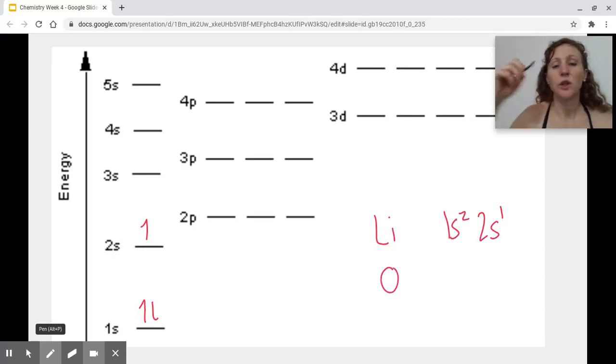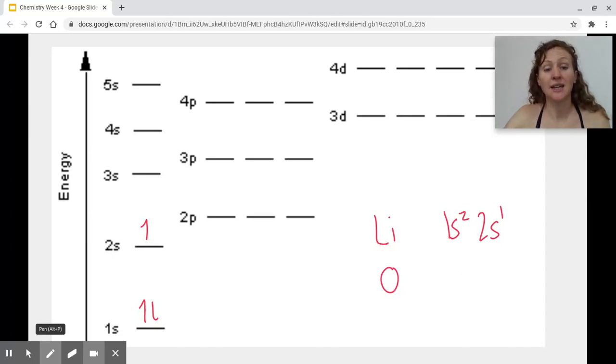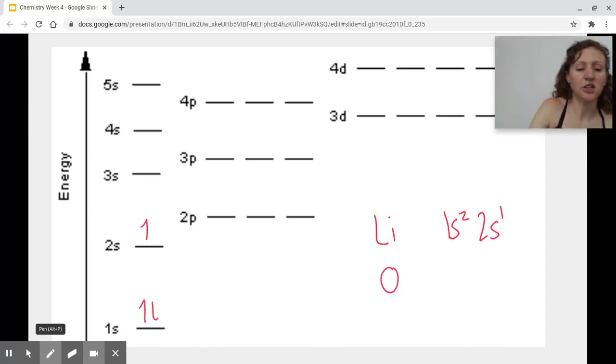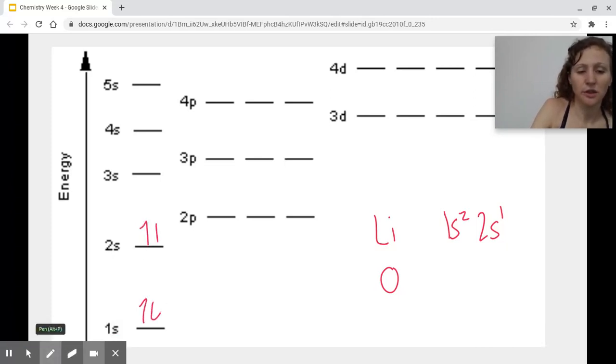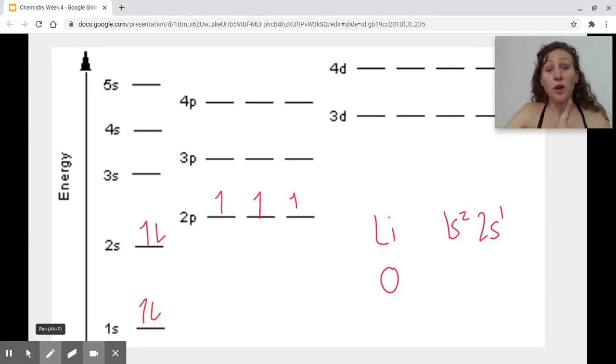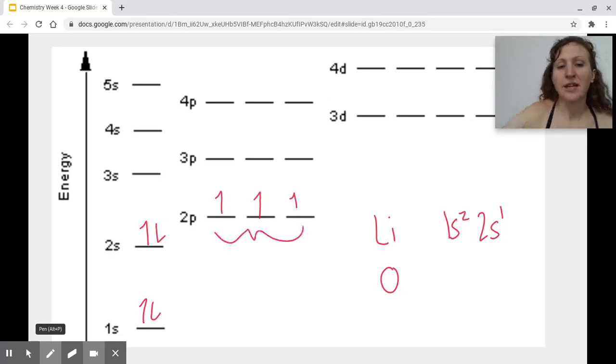Something like oxygen. We look at the periodic table. Oxygen has 8 electrons. So again, we just fill it in order. 1, 2, 3, 4, 5, 6, 7. Okay, so before I put the 8th one in here, I want you to notice something. This is the second rule for electron configurations. It's called Hund's rule.